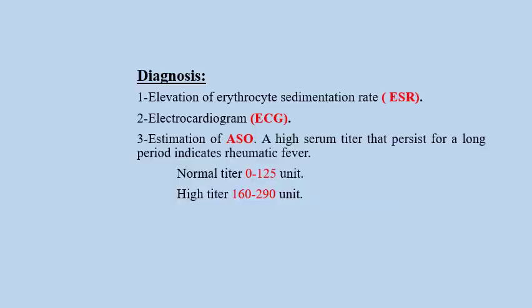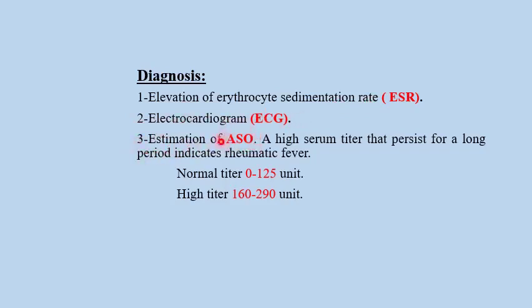The diagnosis. Number one, elevation of erythrocyte sedimentation rate. This test shows that there is inflammation in the body. It is not highly specific. It's not specific to rheumatic fever, but when there is elevation of erythrocyte sedimentation rate, it means that there is inflammation in the body. Electrocardiogram also gives a picture about the heart.